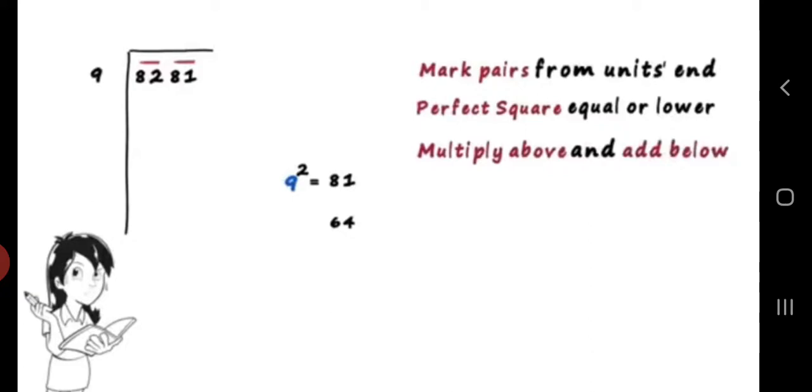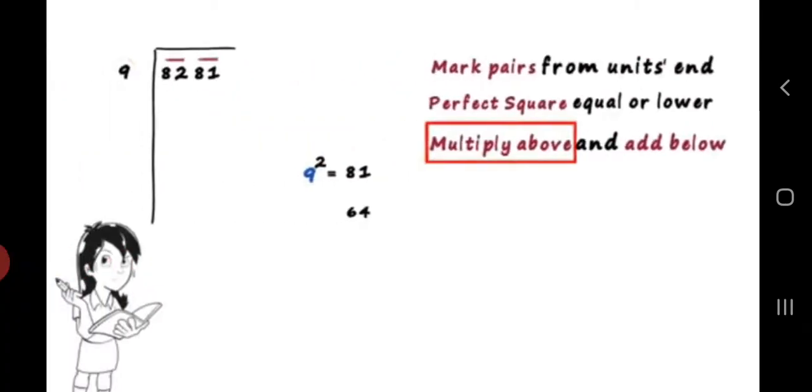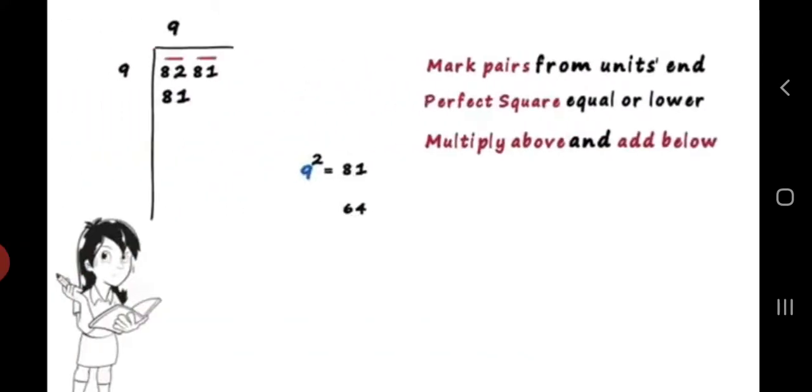Let's see. Multiply above means we have to multiply 9 with itself in the above. You all can see here on the left side this is 9 and above another 9, and 9 nines are 81, and we shall write 81 just below 82.